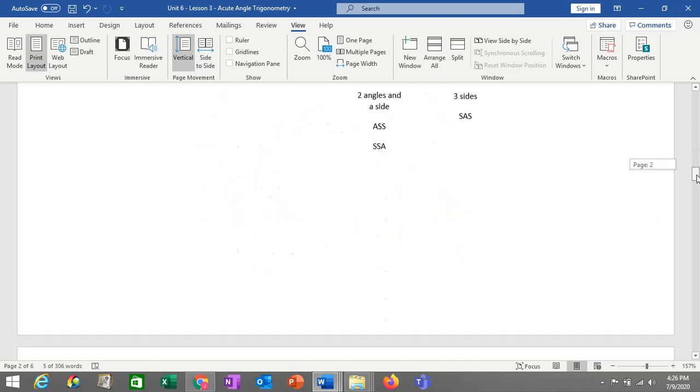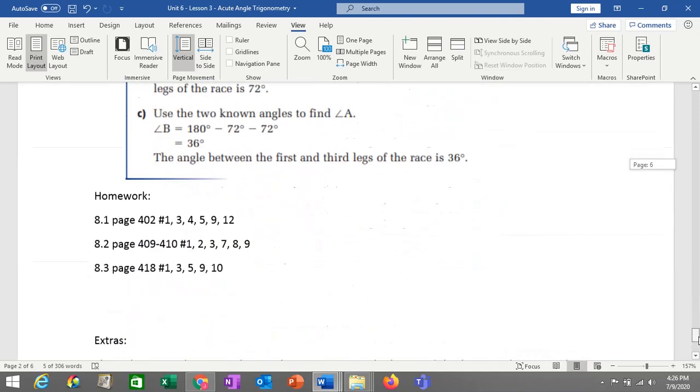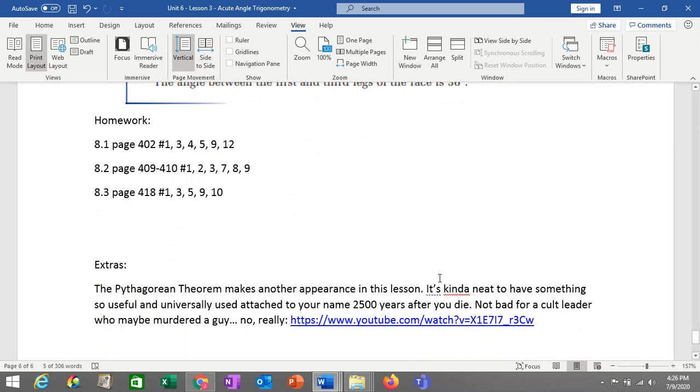Did that person come up with it? Maybe, maybe not. But in any case, it's kind of neat to be that person and have something so useful and universally used attached to your name about 2,500 years after you die, which is especially not bad if you are a cult leader who maybe killed a guy. So actually, if you're interested in that, Pythagoras was an interesting person to say the least. So you can watch that video if you have any interest.